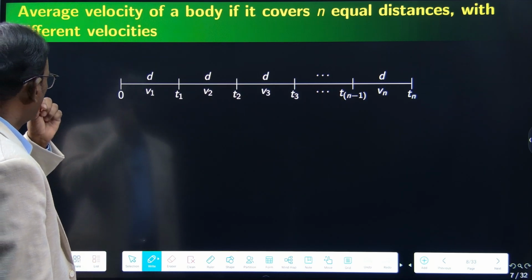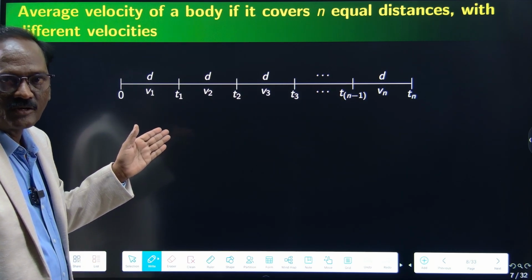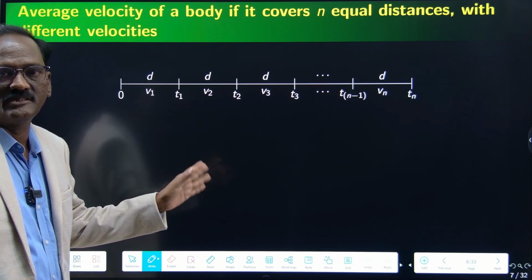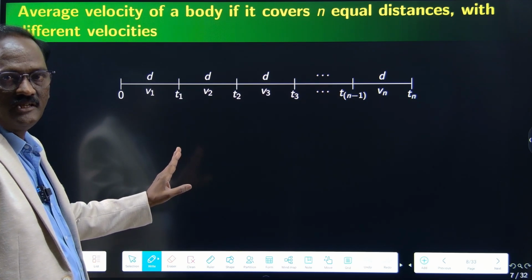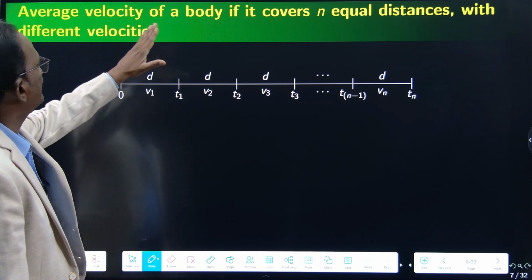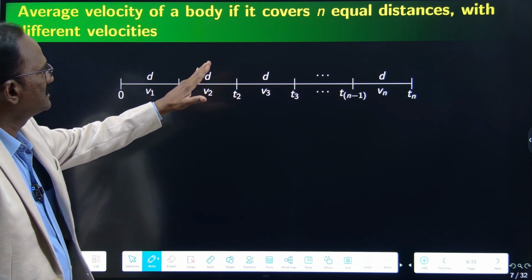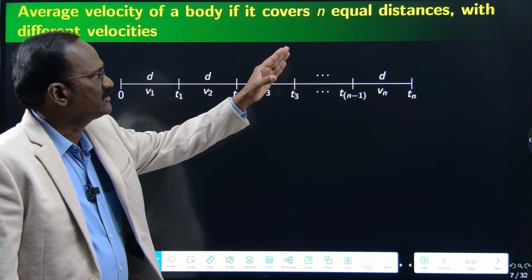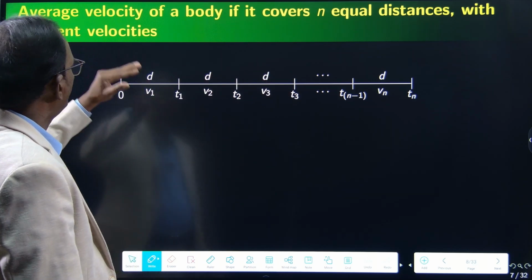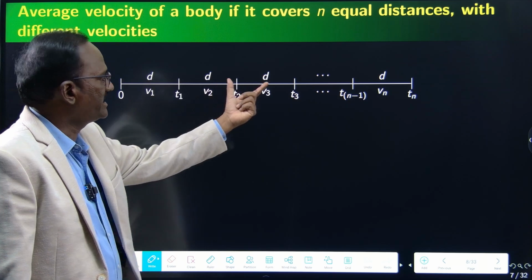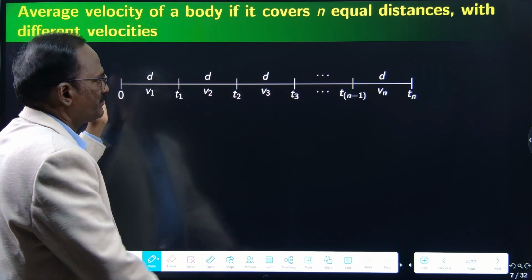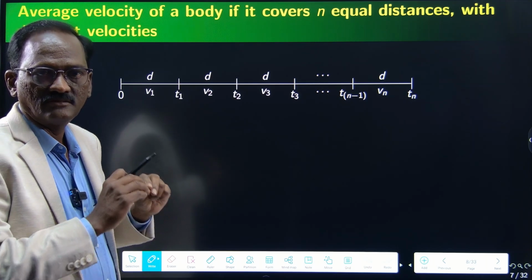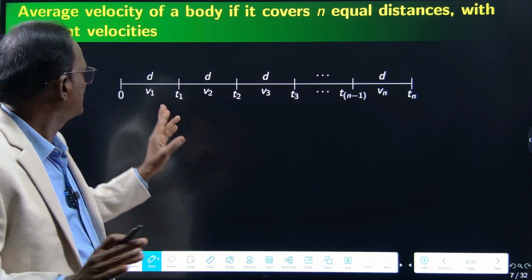Right. This is one concept, a very important formula we are going to derive using this formula. I am going to solve a few problems in this video lecture. Please listen to this topic carefully. Average velocity of a body, if it covers n equal distances with different velocities, d. So this is the starting place and this is the ending place. Assume these are two towns. They are joined by a straight line.